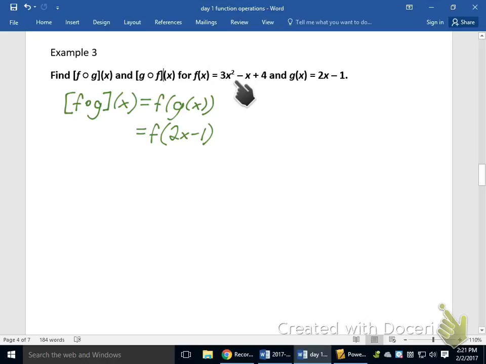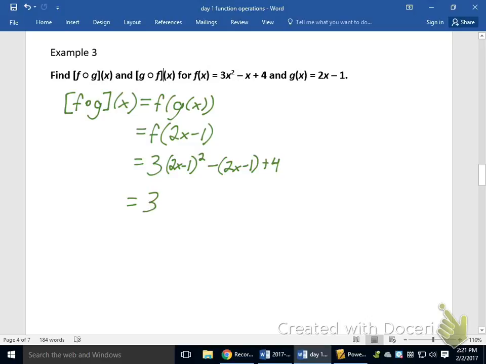I know what f of x is. It's 3x squared minus x plus 4. Let me write that down really quick. 3x squared. Now you might be like, why did he leave that blank? He knows it's x. No, I do not. It's actually 2x minus 1. So 3x squared minus x plus 4. But where there were x's, I'm now inserting 2x minus 1. And I will simplify all of that down.